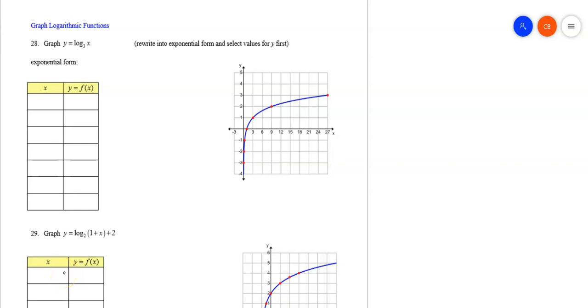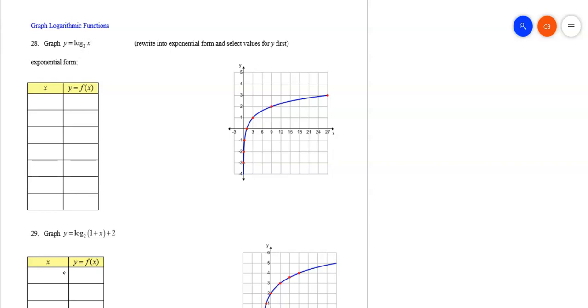Hello everyone, welcome back for part 4 now of the 4.3 notes, where this will be the last part that we're going to take a look at for the logarithmic equations. Logarithmic functions, I should say. We're dealing with both, but we're going to graph them this time.